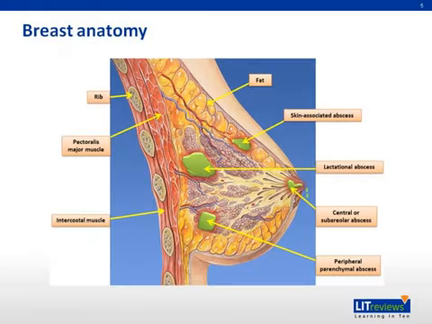This slide shows the anatomy of the breast, which consists primarily of fat. However, most centrally, there are lobules, milk ducts, the areola, and nipple.